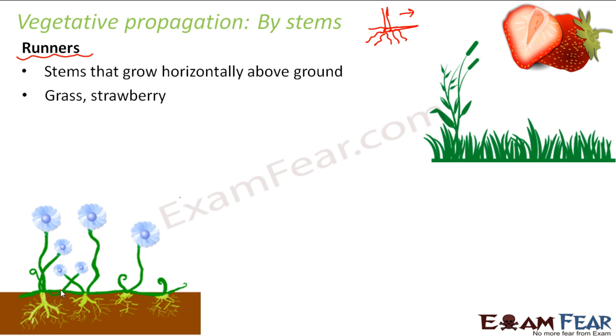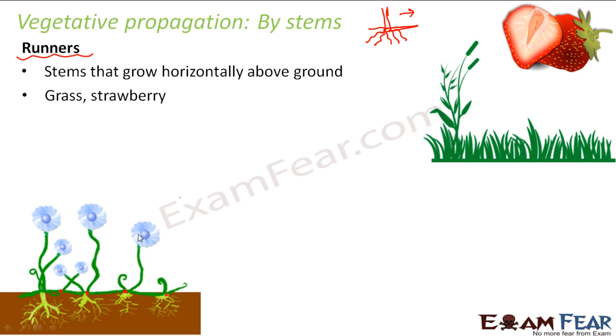Now they have nodes at certain points. These points are the nodes, and at these nodes buds are formed, and these buds give rise to new plants. Here also you can see the same thing. This is a node where buds are formed and they gave rise to a new plant. This is a node which gave rise to a new plant.